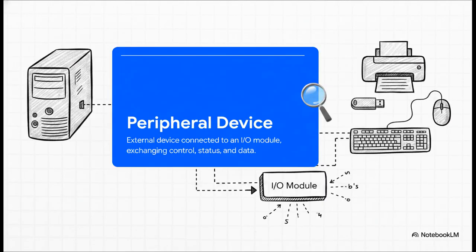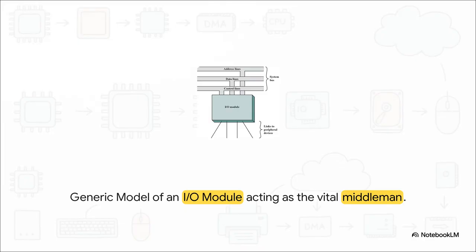Just to make sure we're all on the same page here, let's quickly establish a solid foundation with a clear definition. An external device connected to an I/O module is officially what we call a peripheral device. But here's the key. A peripheral doesn't just blindly send raw data. It's an active conversation. It exchanges control signals, status updates, and data bits back and forth with the computer. And this brilliantly illustrates exactly how this works in practice.